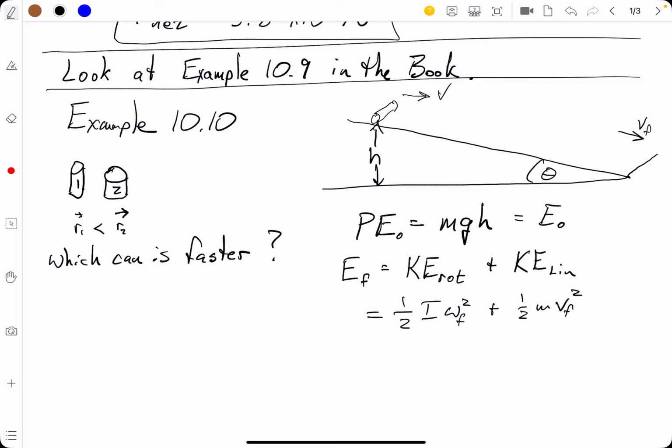So energy final, and this equals our energy initial, so I'm going to write mgh right there. Convenient. What if instead of I, we write out, so I've got 1/2. Instead of I, we're going to write it out. What is I for a rolling cylinder along a certain axis right down the middle?